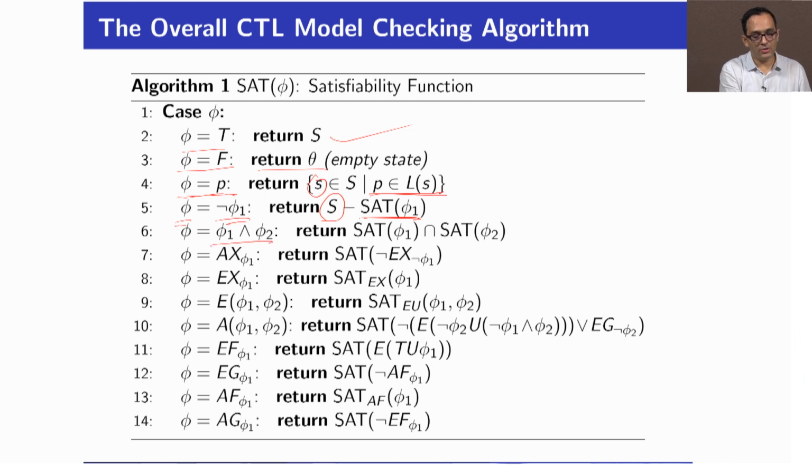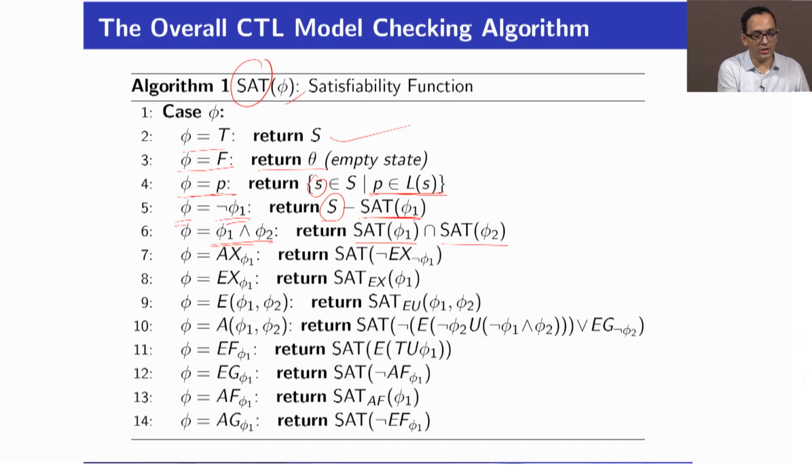For phi 1 and phi 2, I will check the states where phi 1 holds, check the states where phi 2 holds, and take their intersection, only those states where phi 1 and phi 2 both hold. So this is how you can see that I am calling that same function, Sat of phi.